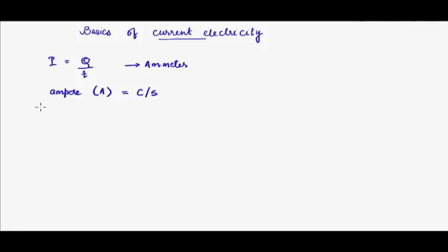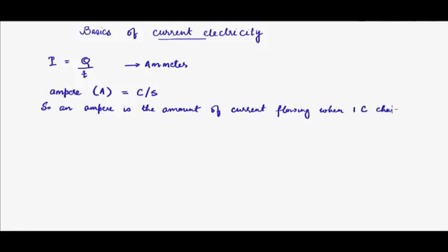So an ampere is the amount of current flowing when 1 coulomb charge passes in 1 second.